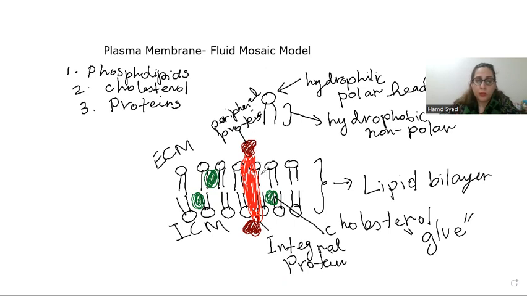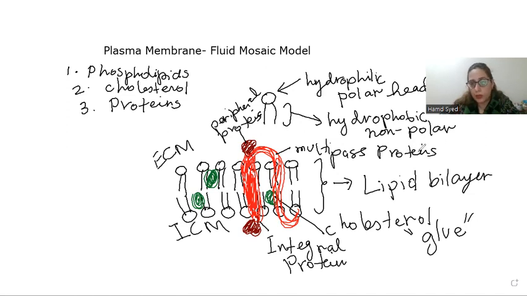Other than these integral proteins, another variation of the integral protein is when the protein passes through the lipid bilayer multiple times, forming a winding structure which passes through and through the lipid bilayer several times. In that case, this integral protein will be called a multipass protein. So multipass proteins are integral proteins which pass several times through the lipid bilayer from one side to the other.